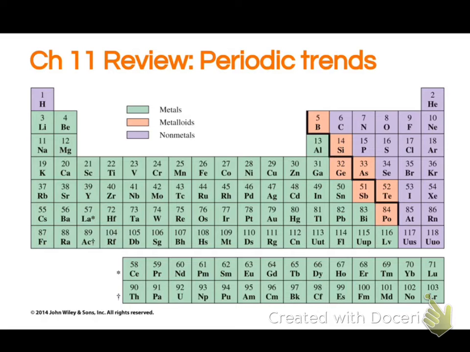Okay, so let's review. Again, this is chapter 5. The first trend to review is metallic character. So you can ask yourself, okay, self, which element is the most metallic? And the answer to that is francium. Then you might say, okay, self, what is the least metallic? And the answer there is helium.